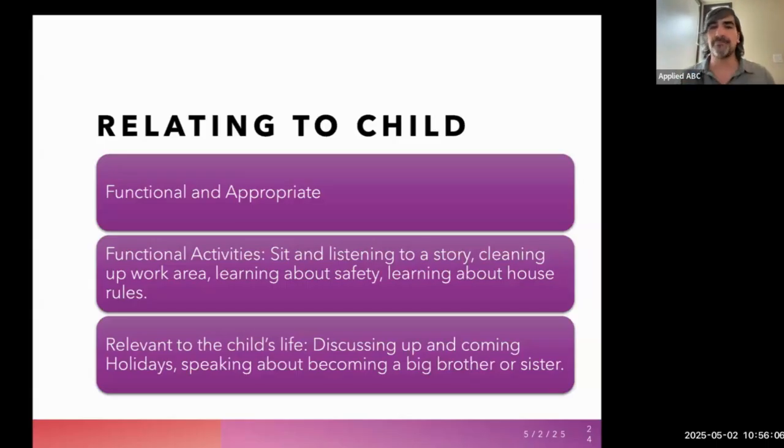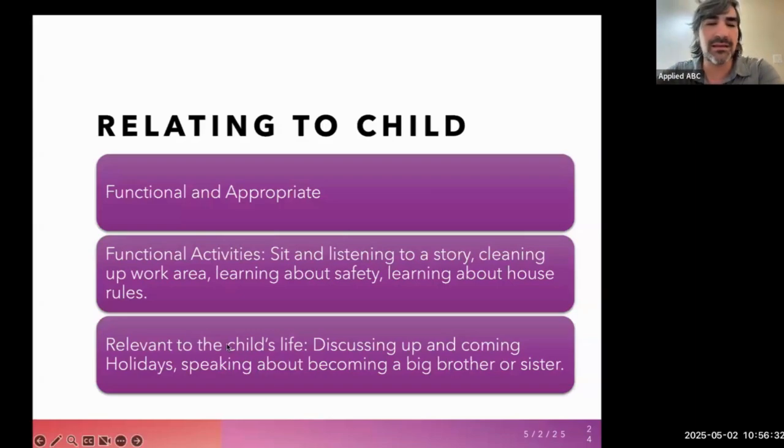But more than anything, we want to work on things that are going to be part of their day-to-day lives and that can be effective and productive and functional. So the examples they give here are sit and listening to a story, cleaning up work area, learning about safety, learning about house rules. Those are things that upon learning them can be immediately applied to contexts outside of session.